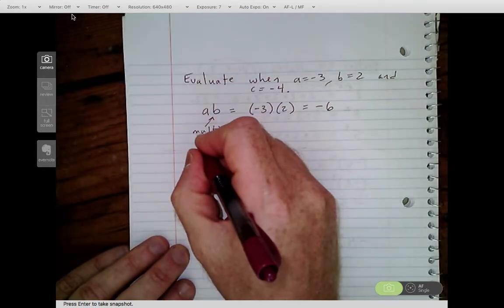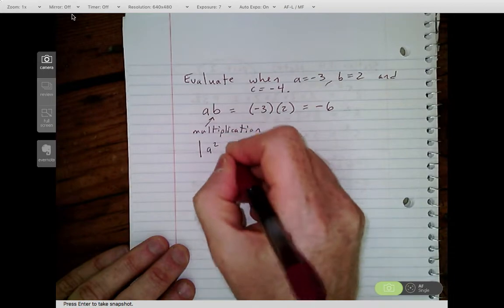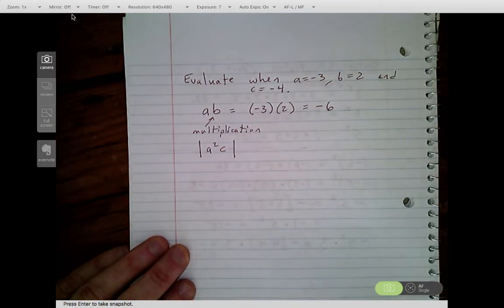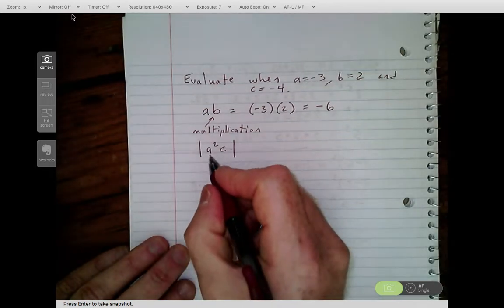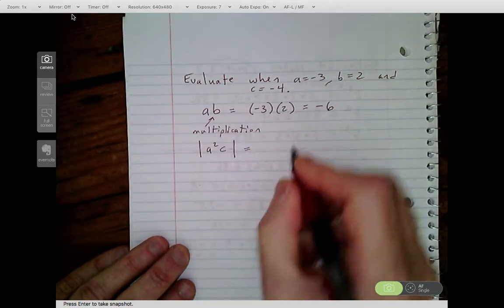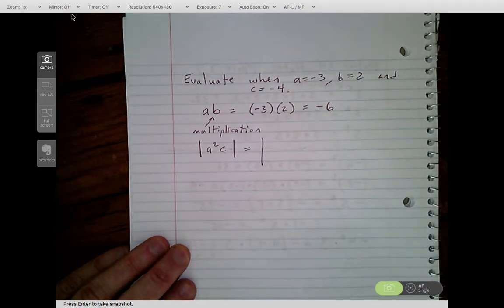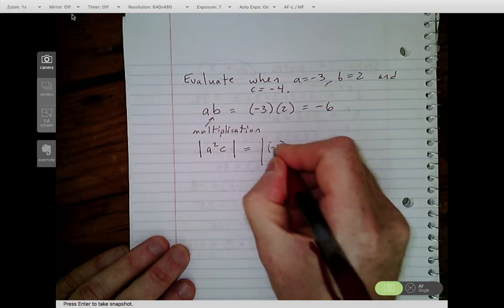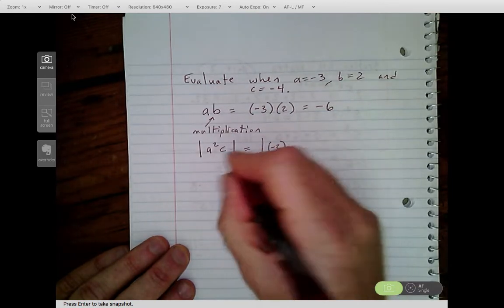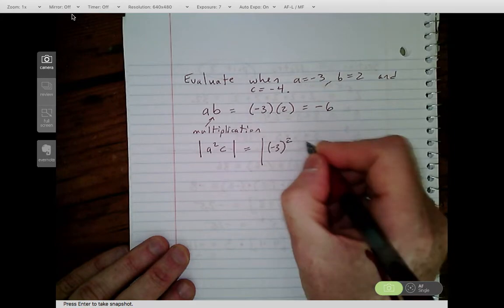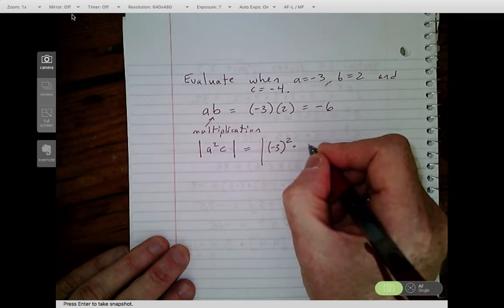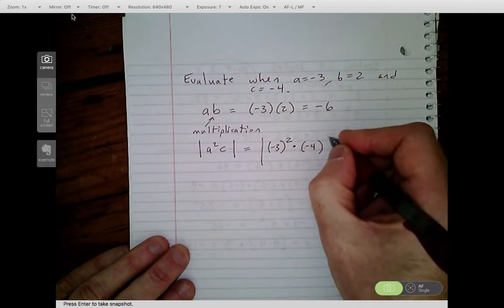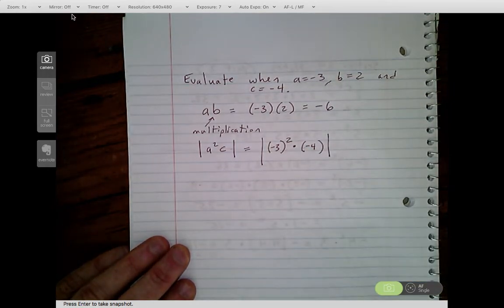Okay, here's one where we got absolute value bars on it, a squared, or a to the second power, times c. Okay, so a is being squared, so we're going to be a little careful here and make sure we put it in parentheses. So a is -3, so we are squaring the negative here because we're squaring all of what a is equal to, which is -3. And we're going to times that to c, which I'll put in parentheses also just to kind of separate it from this multiplication dot there.